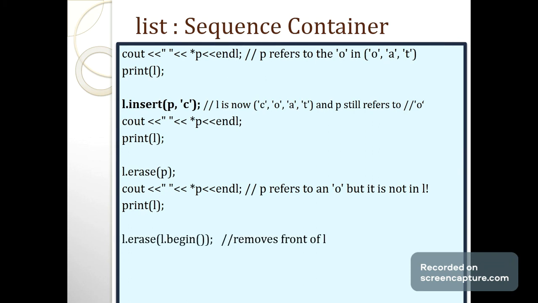After that, I am writing L dot erase L dot begin, means I am removing the front of L, that is I am removing C also. L dot begin goes to the 0th position, and then C will be erased. Previously CAT was there, now C is also removed, and now only AT will remain. So when you print L, it will give you AT.